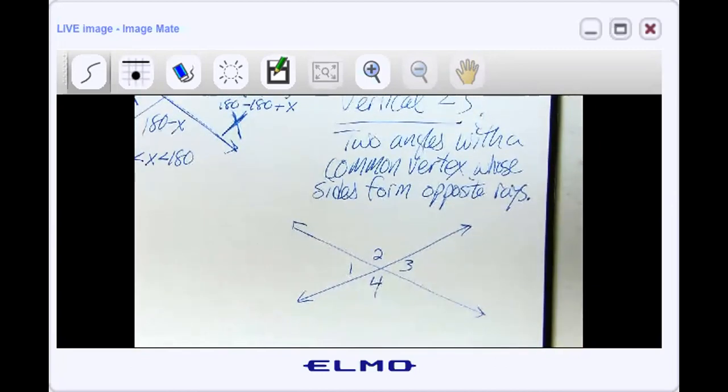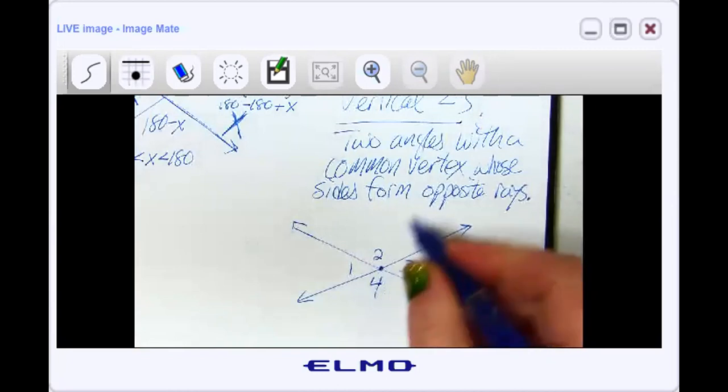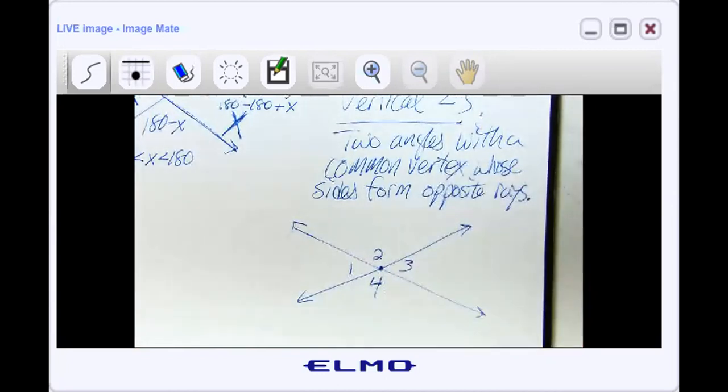All right, so here's what I need. Let's take a look at angles 1 and 3 and see if they follow what is set up here. Angles 1 and 3, don't they share a common vertex? They sure do. They both have this center point as their vertex, got it. And now they're saying the rest of this, whose sides form opposite rays, okay?